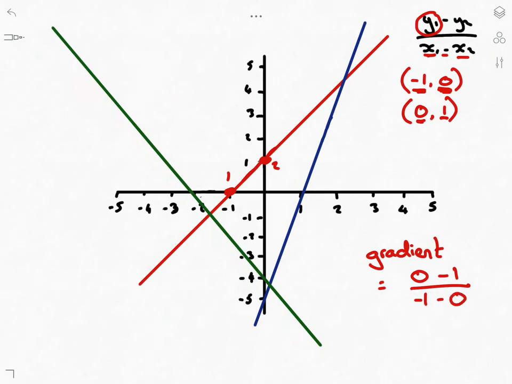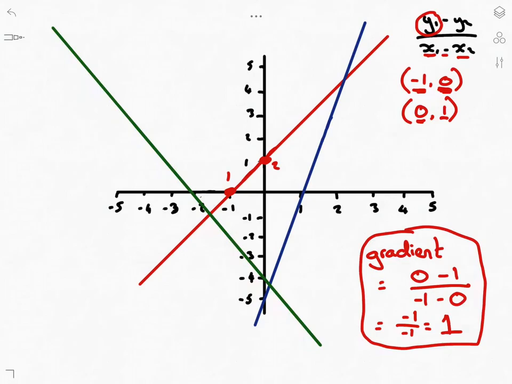Okay, so what do we get? Well, we get minus 1 at the top, and we get minus 1 on the bottom. So minus 1 divided by minus 1 is just 1. So the gradient of the red line is just 1. And this we can sort of check on the lines quite often, especially when it's a gradient like this, because this is really easy. What did we say gradient was?